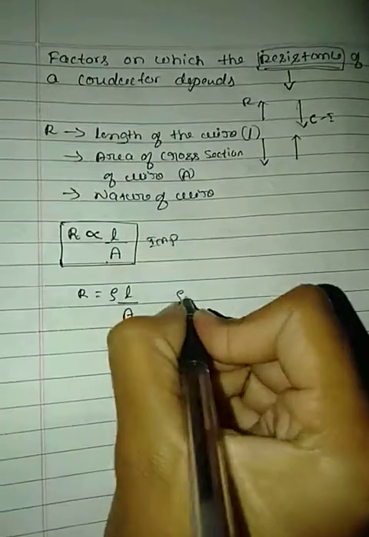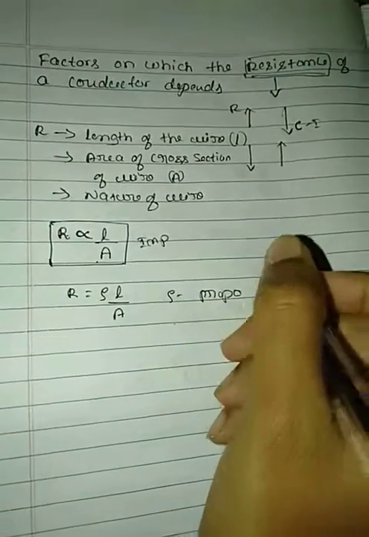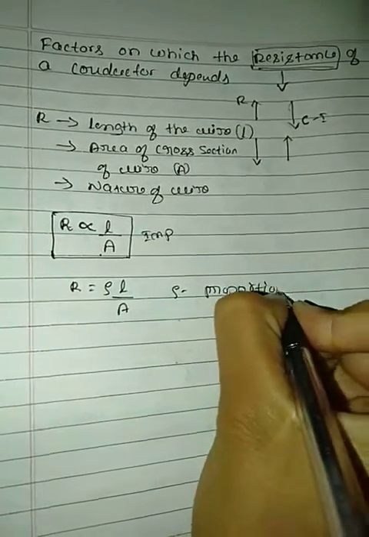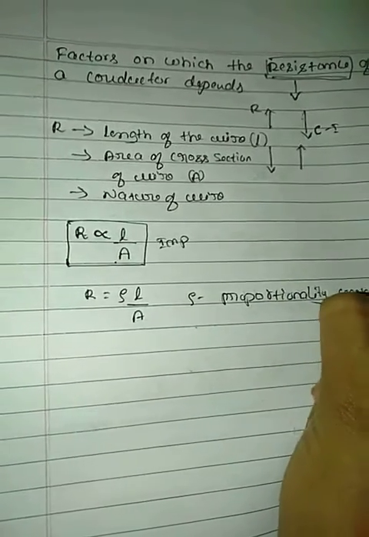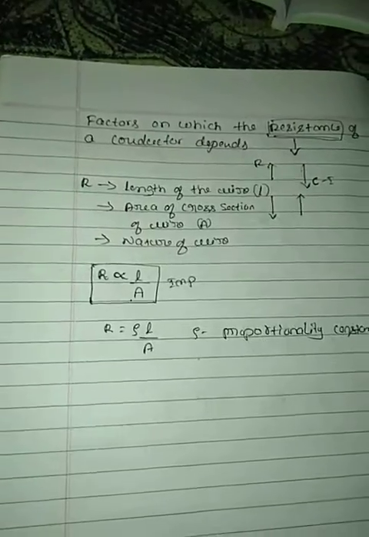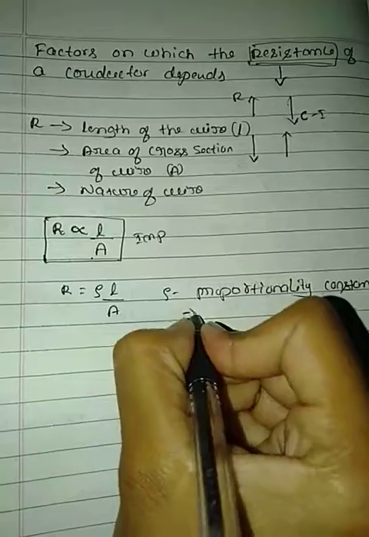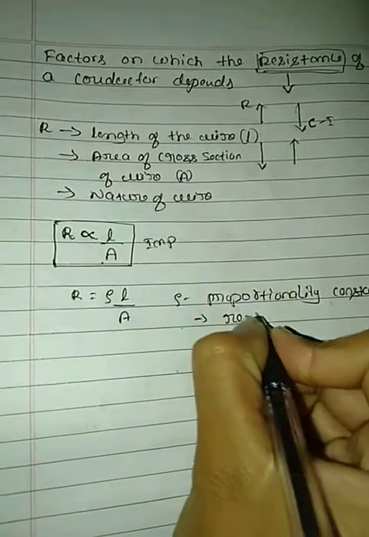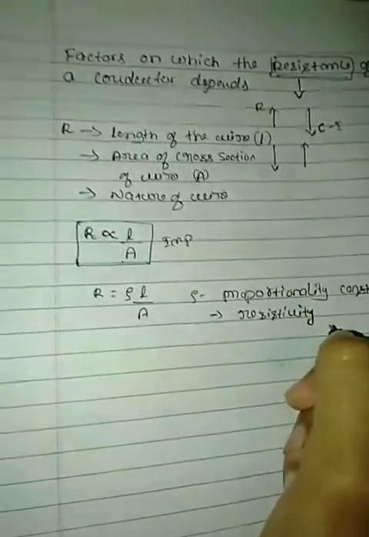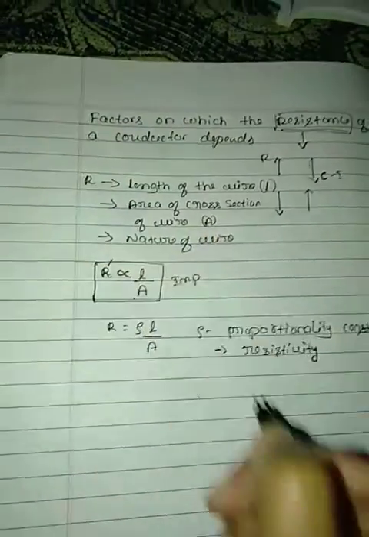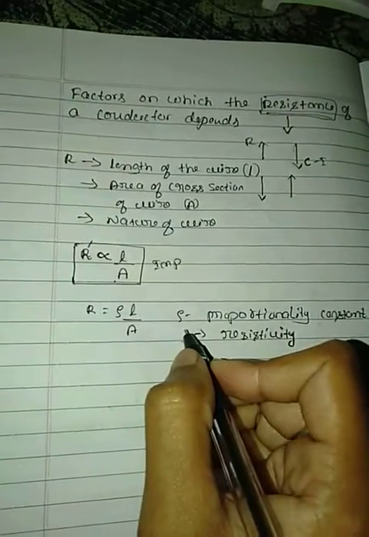This rho is a proportionality constant, and this is called the electrical resistivity of the material. Rho is called resistivity. Don't get confused: R is resistance, and rho is the resistivity of the given material of the conductor.